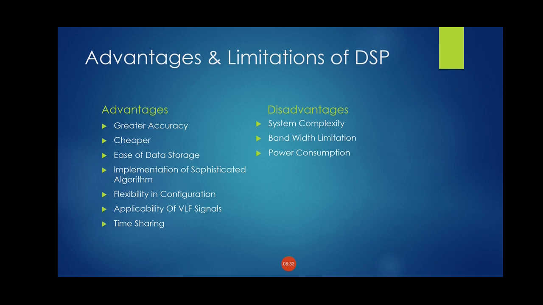Now, power consumption. A variety of analog processing algorithms can be implemented using passive circuit elements like inductors, capacitors, and resistors that do not need much power. But as I told you, a digital signal processor can be put into a chip which can contain lakhs and lakhs of transistors, which can dissipate more power compared to its analog counterpart.